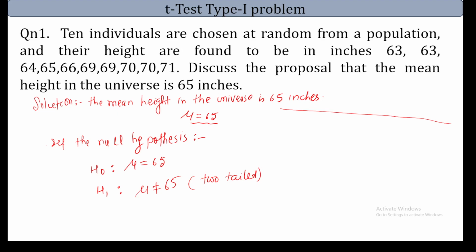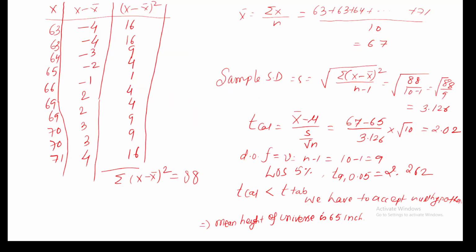So first we assume that the mean height is 65 inches, and the alternative is that the mean height is not 65, so not equal to 65. This means it is a two tail test. So now we can calculate x bar, then the sample standard deviation. The standard deviation formula is the root of the summation of x minus x bar squared by n minus 1. You will get 3.16. Then you can calculate the T calculated.